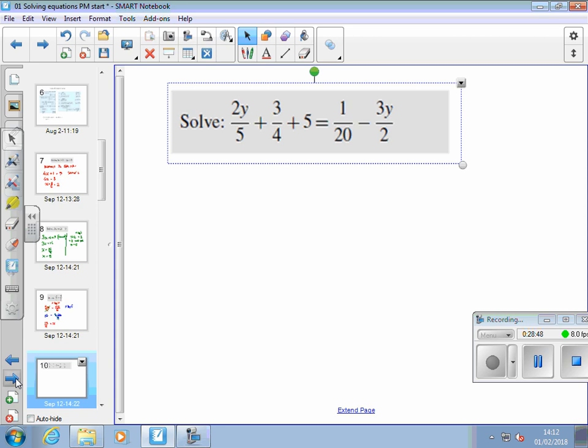Right. Much more common, tricky one to take a look at. We've got fractions added together here and fractions subtracted. So I'm going to take you through this one, I think, because that's a little bit more tricky. Right?